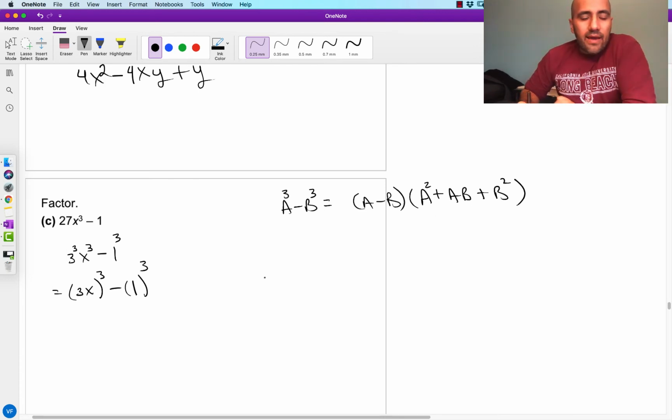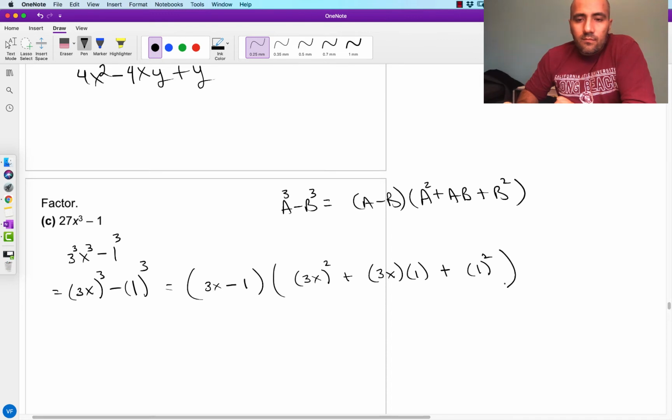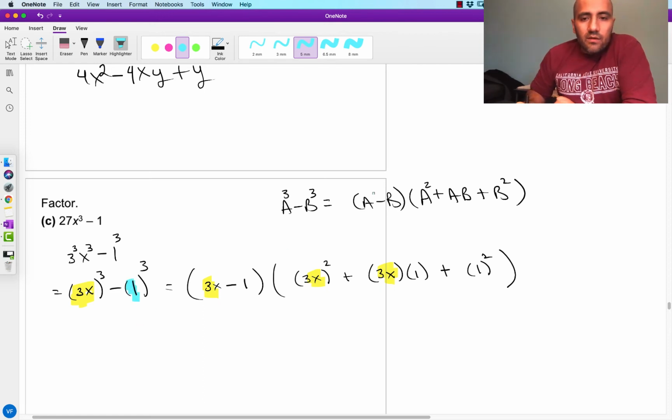Okay, so just following along with that pattern, I can see that this is going to be equal to a minus b, so that's going to be the 3x minus the 1, times the a squared, so that's going to be 3x squared plus 3x times 1 plus the 1 squared. Right, just following along with that pattern. Here is the a, so the a becomes a minus the b, a gets squared, and then plus ab, and then this guy is the b, plus b squared. So just following along in that pattern, I can see that this factors as the product of these two.